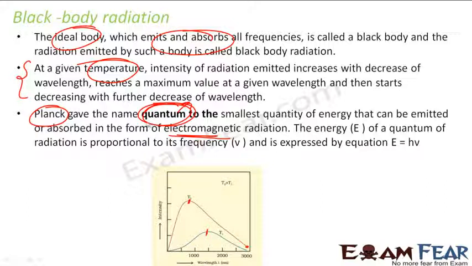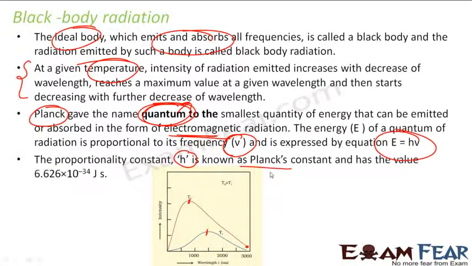Quantum is the name of the smallest quantity of energy that can be emitted or absorbed in the form of electromagnetic radiation. And the energy of a quantum of radiation is proportional to the frequency. The formula is E = hν, where ν is the frequency of the radiation. And this constant h is the Planck's constant, and the value is 6.626 × 10⁻³⁴ joule second. We'll be using this. Please note the unit, joule second.